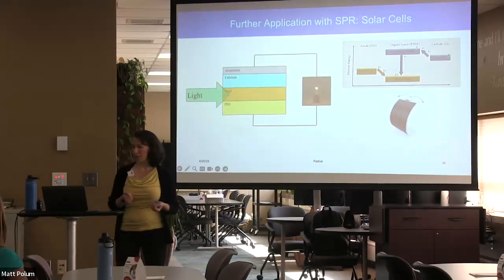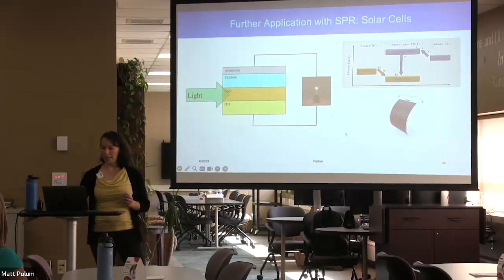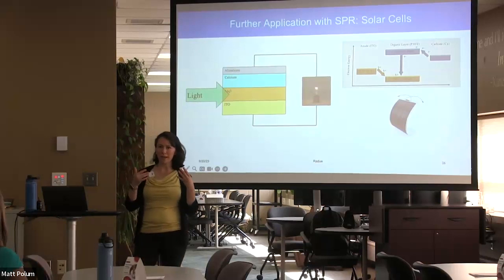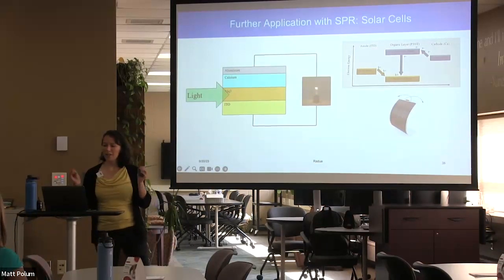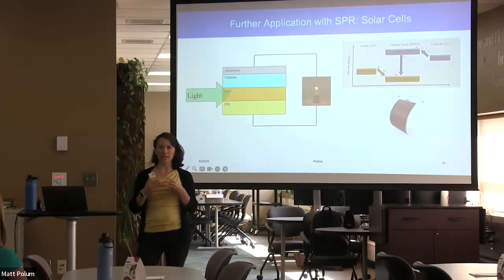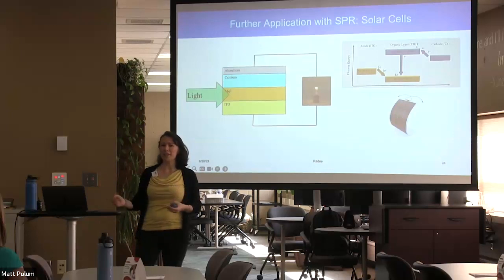you shine light in, it causes our electrons to jump our layers, and then it causes them to flow and produce electricity. And the nice thing about this is that we can have flexible solar cells, again, because that organic layer is very flexible, unlike our glassy traditional materials for solar cells. And with surface plasmon resonances, you can create conditions where you have very high absorption into your solar cells and have better efficiency, which is always good.